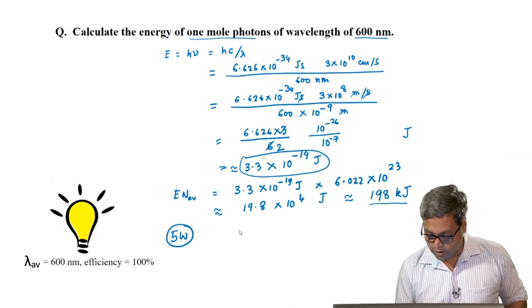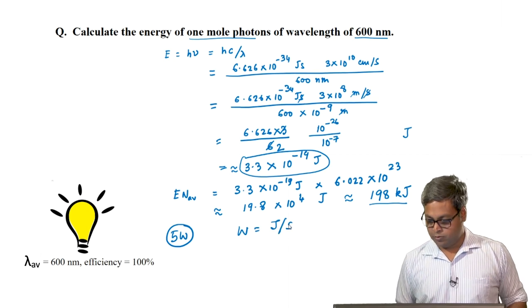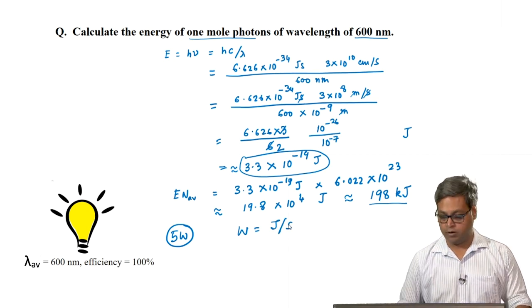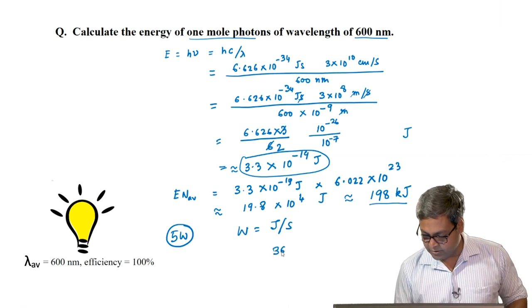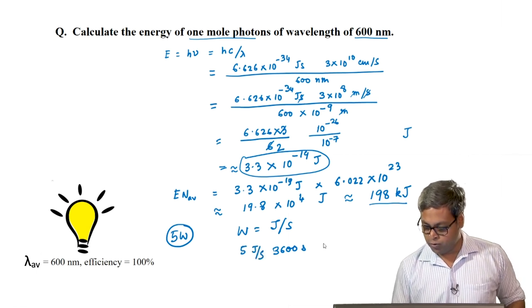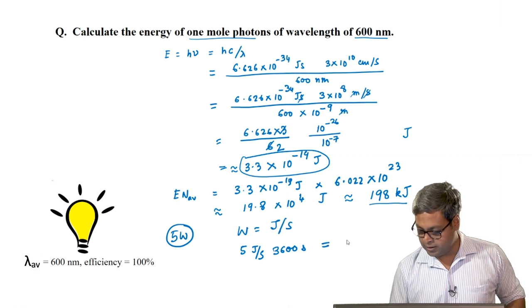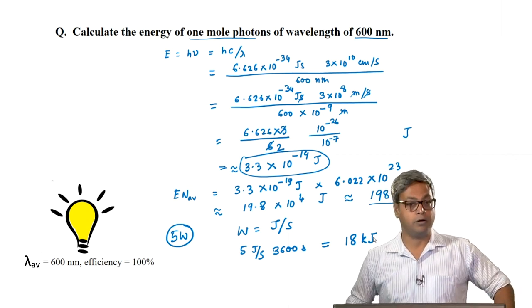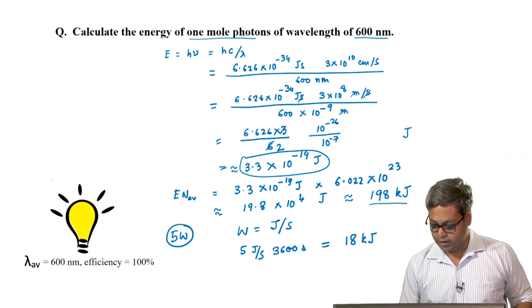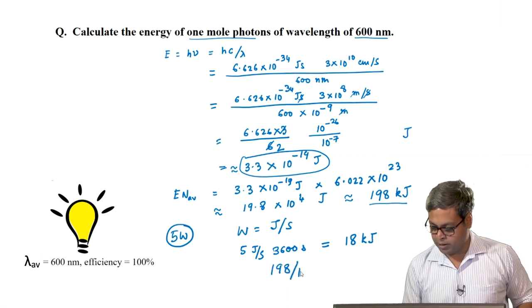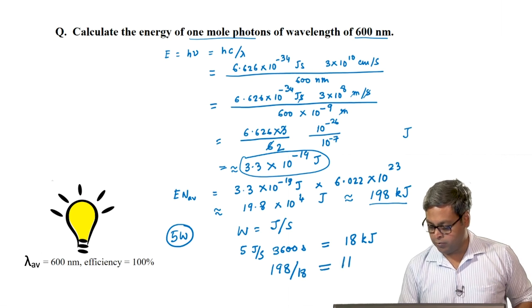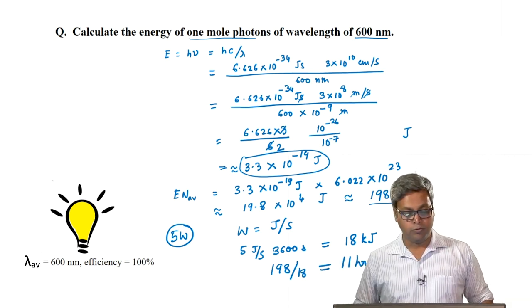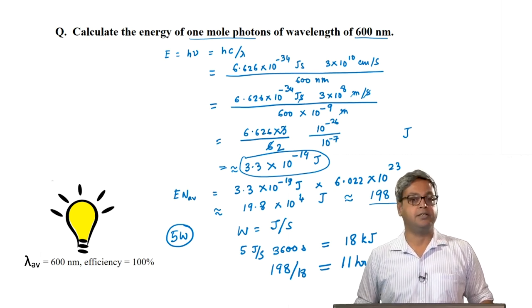So, watt is joules per second. Let us see how many photons are created in 1 hour. In 1 hour, there are 3600 seconds, and the power of the bulb is 5 joules per second. If we multiply that, we get 18 kilojoules of energy created in 1 hour. So, it will take approximately 198 by 18, that is approximately 11 hours, for the bulb to create 1 mole of photons when the output is at 600 nanometer.